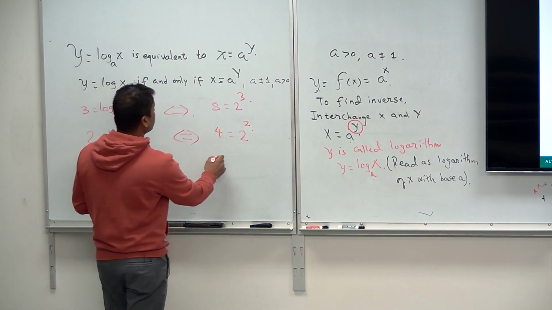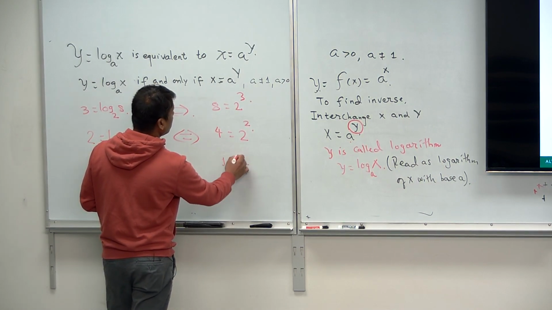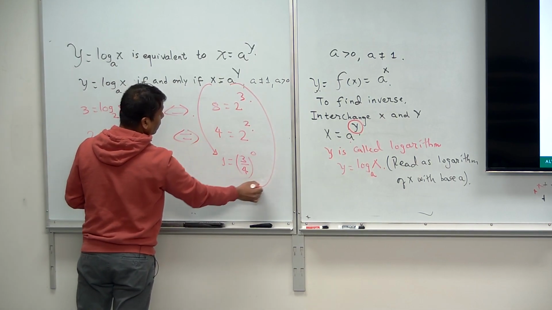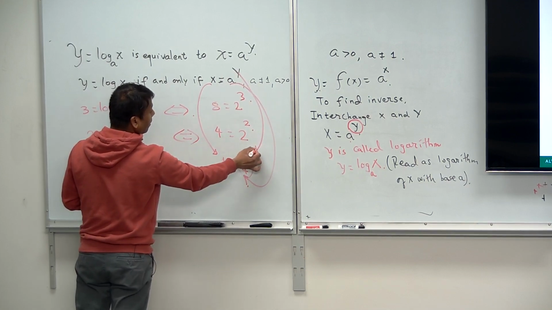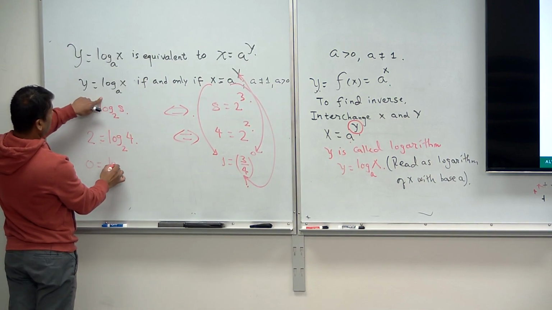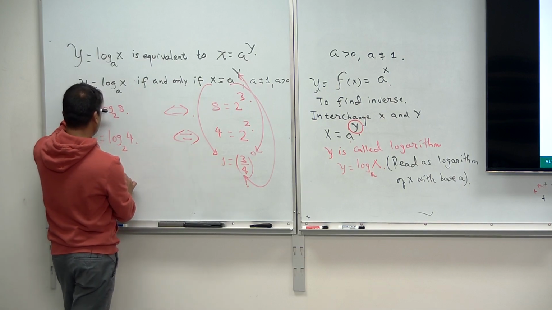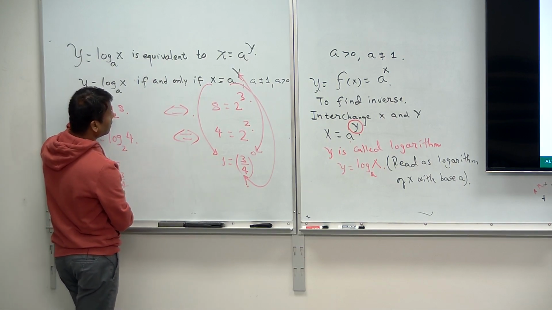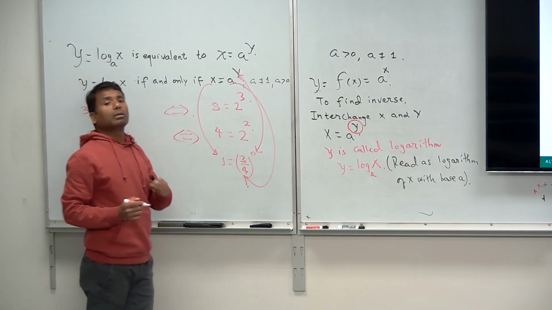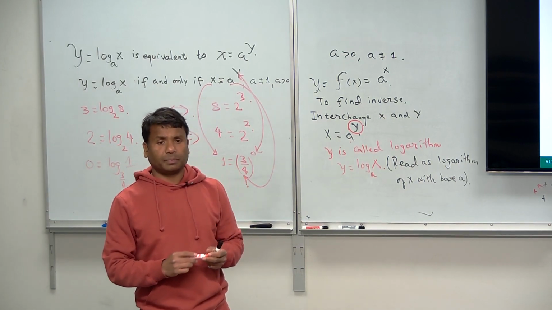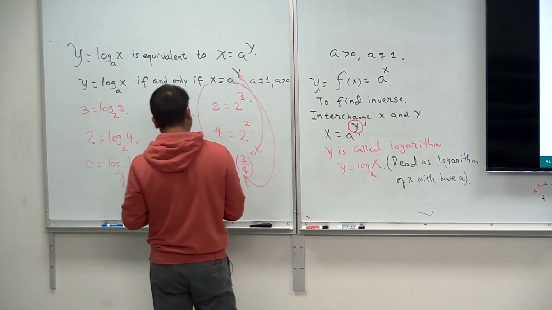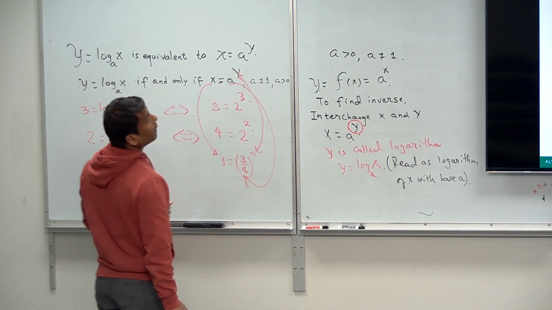If you have 1 equals 3 over 4 to the power 0, look here: x is 1, a is 3 over 4, and y is 0. So now 0 equals logarithm with base 3 over 4 of 1. Log 1 is always 0. Log 1 is always 0.